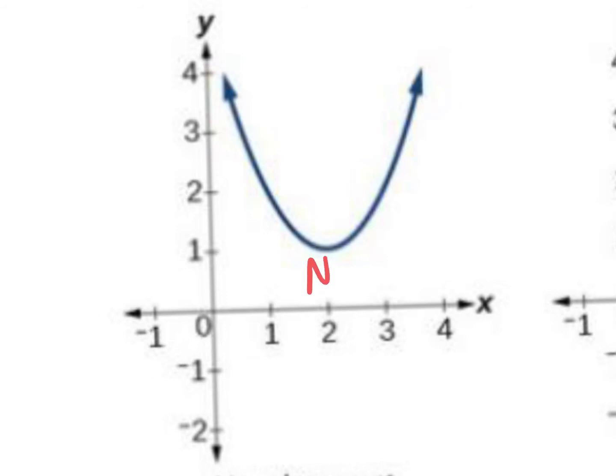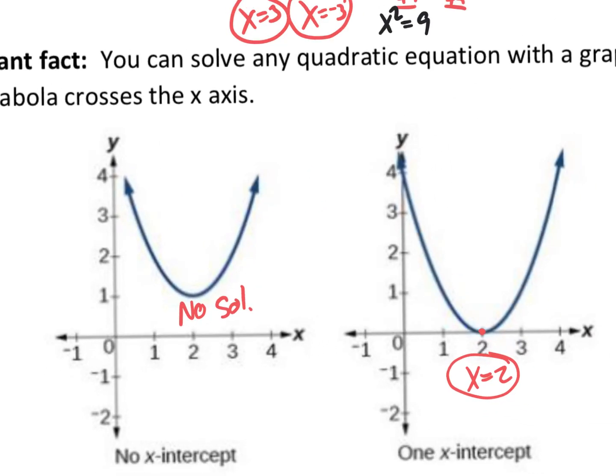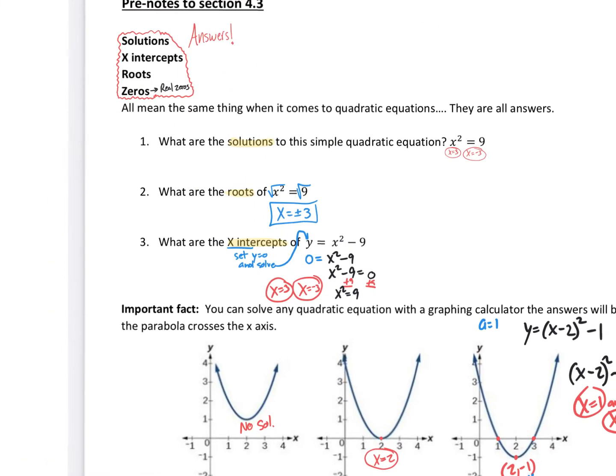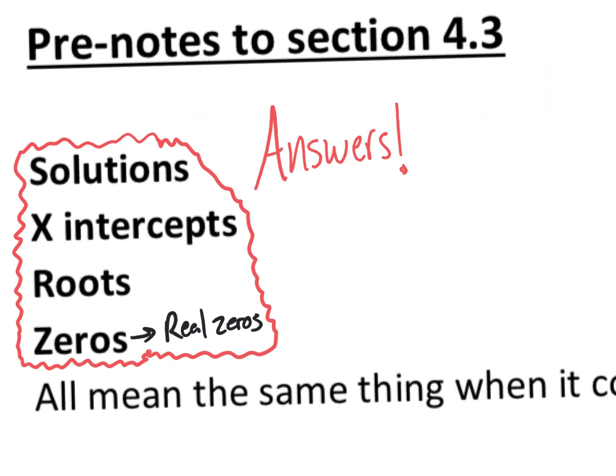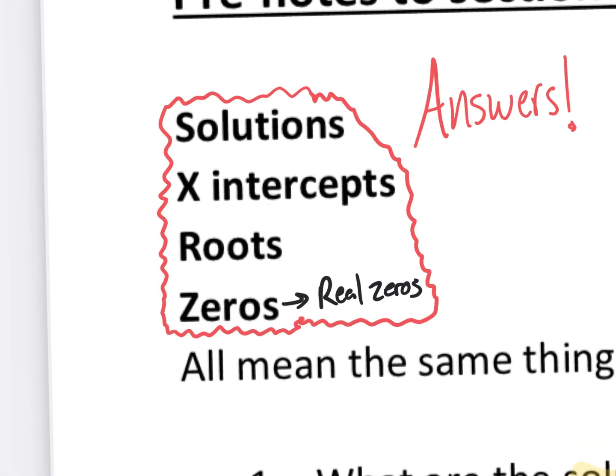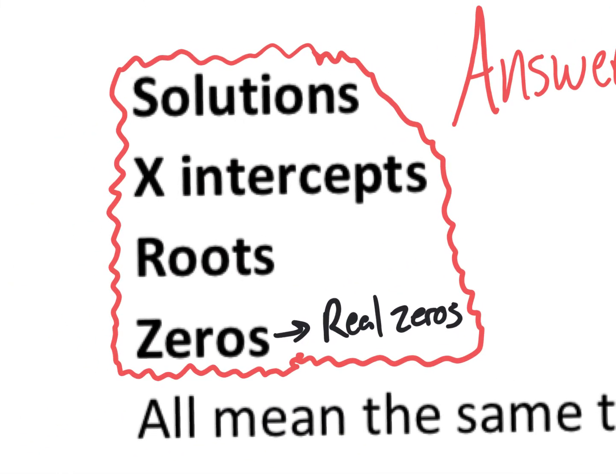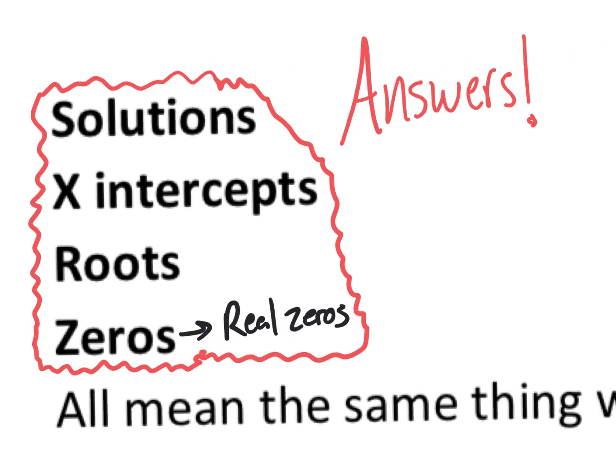There is no answer. There is no solution. No solution, okay? So again, the goal for today is to understand that x-intercepts are the answers. And for the future, it's good to know that all these different words mean the same thing. The roots, the zeros, solutions, x-intercepts, they all mean answers.